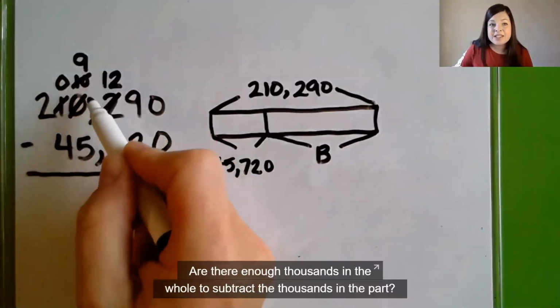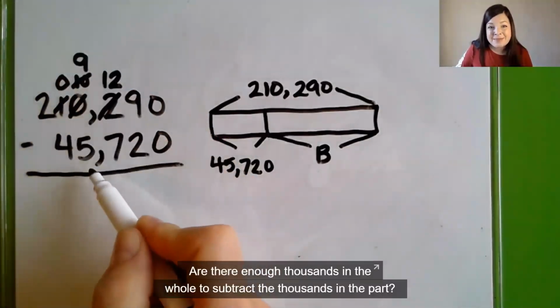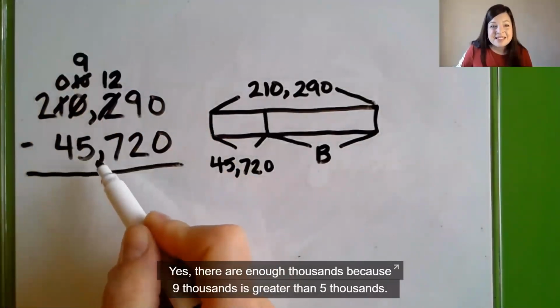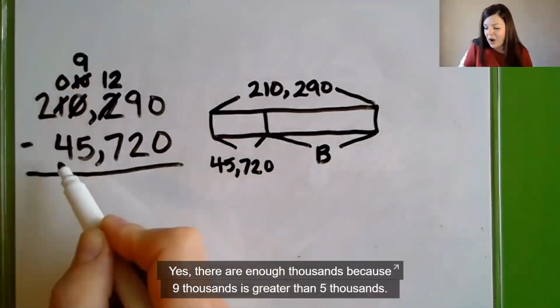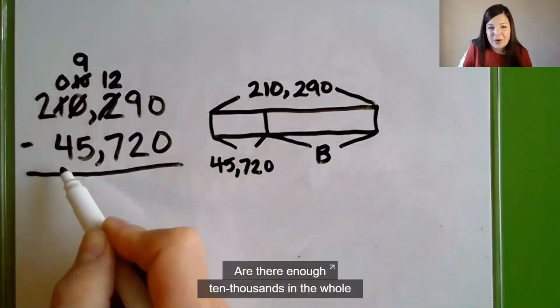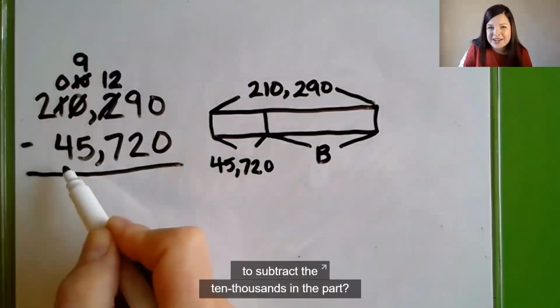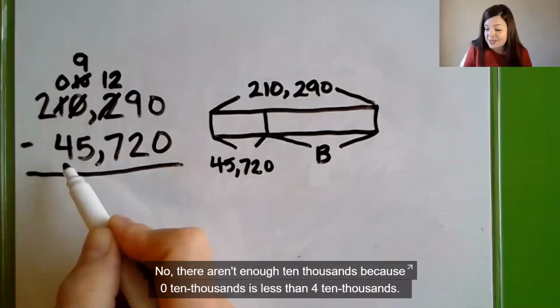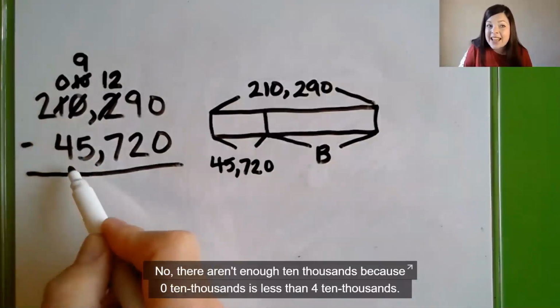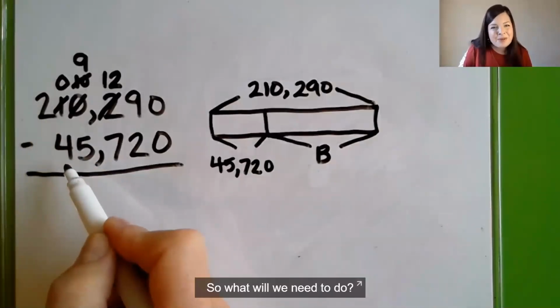Are there enough thousands in the whole to subtract the thousands in the part? Yes, there are enough thousands because 9 thousands is greater than 5 thousands. Are there enough 10 thousands in the whole to subtract the 10 thousands in the part? Nope, there aren't enough 10 thousands because 0 10 thousands is less than 4 10 thousands. So what will we need to do?